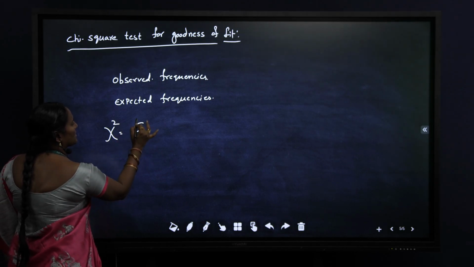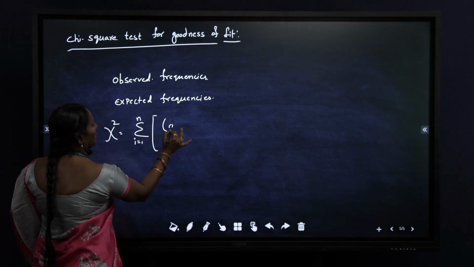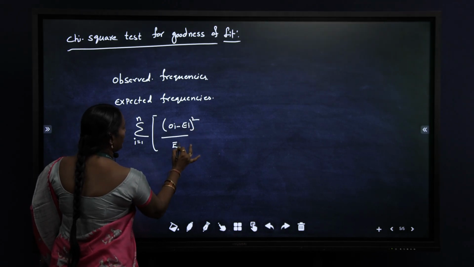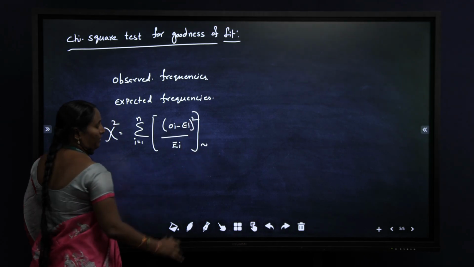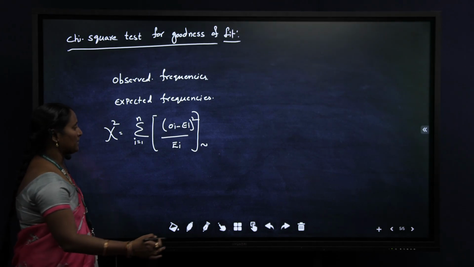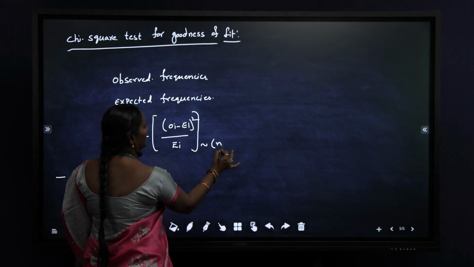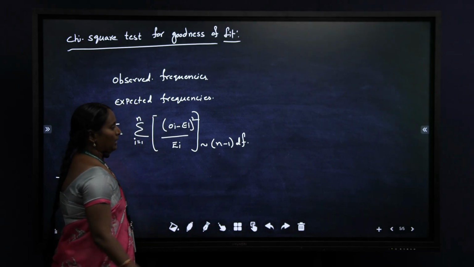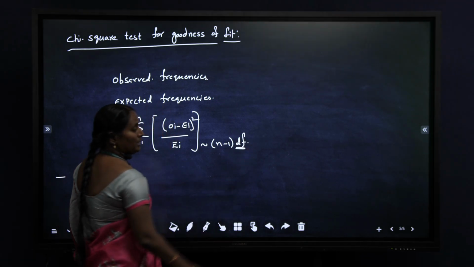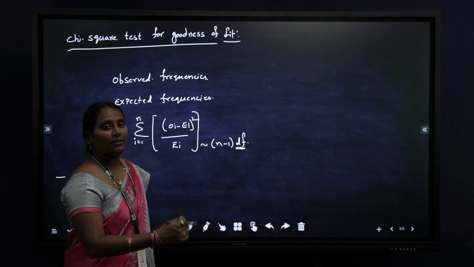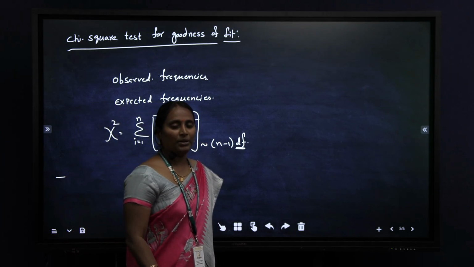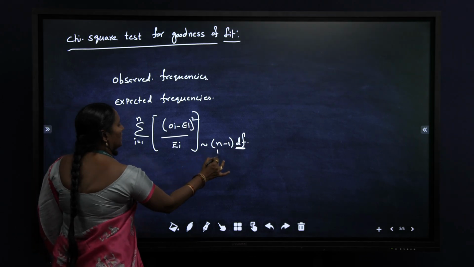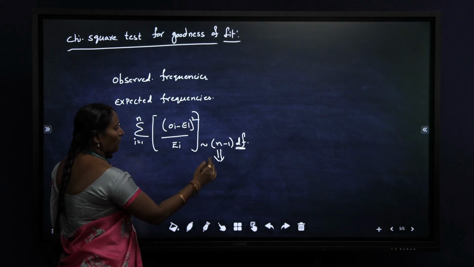So, chi-square is summation i from 1 to n of (Oi minus Ei) whole square by Ei. In the given problem, if we have n observations, the degrees of freedom will be n minus 1. Here, the degrees of freedom means the number of independent variates which make up the statistic. It means at what level we are going to give the conclusion. Here n is nothing but the number of independent variates.